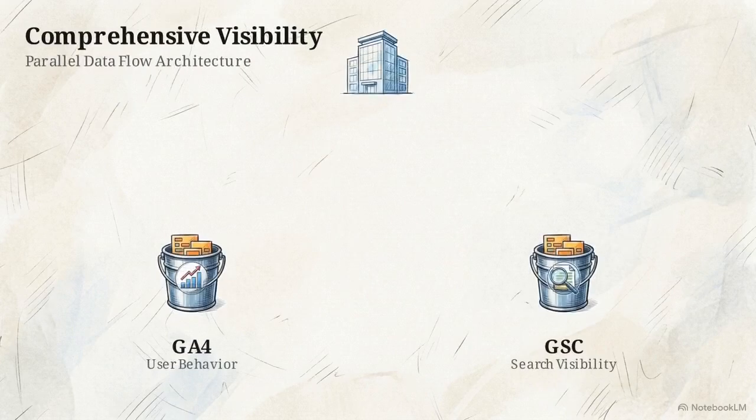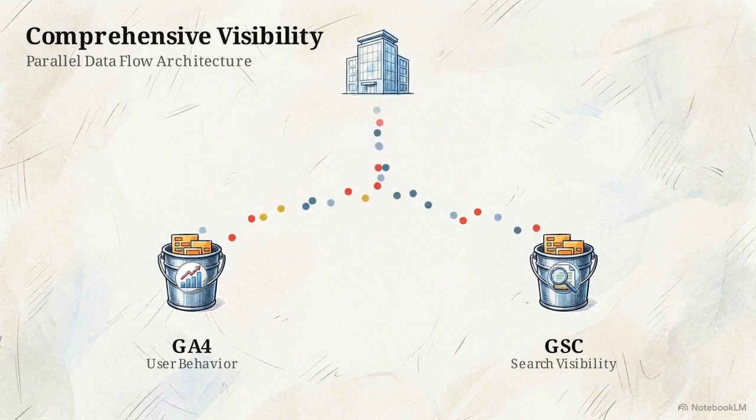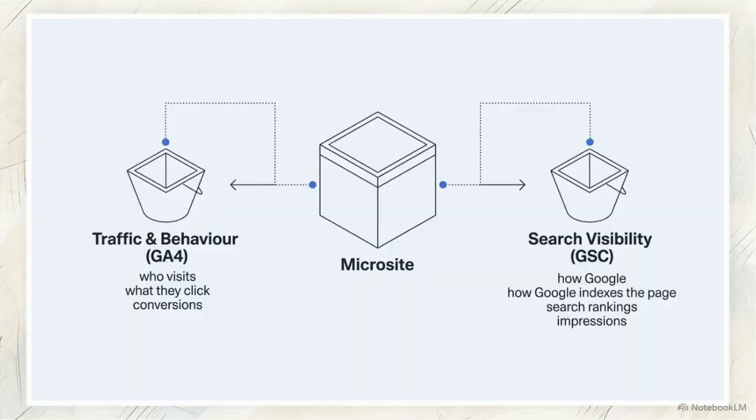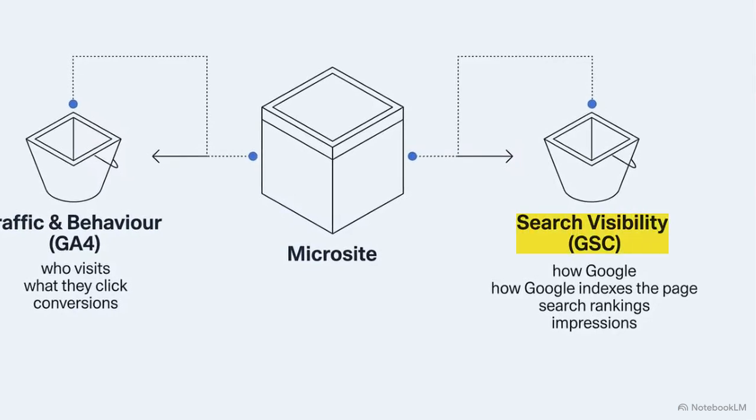To gain comprehensive visibility, your microsite needs to feed data into two distinct measurement buckets. This diagram shows how those buckets work. Google Analytics 4 acts as your site's internal CCTV, recording exactly what happens on your page. Meanwhile, Google Search Console provides search intelligence, tracking your visibility before the user even clicks your link.